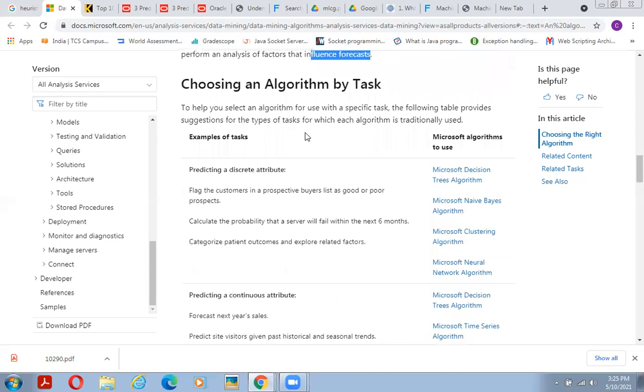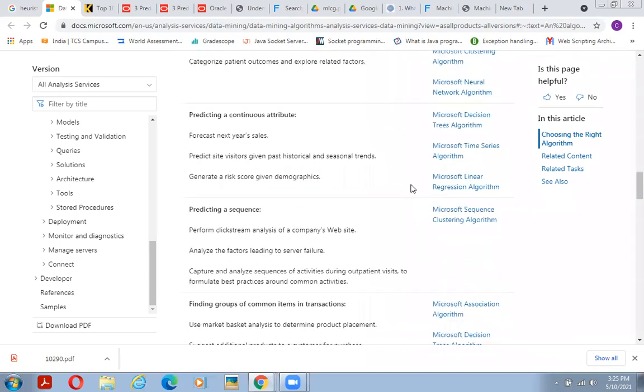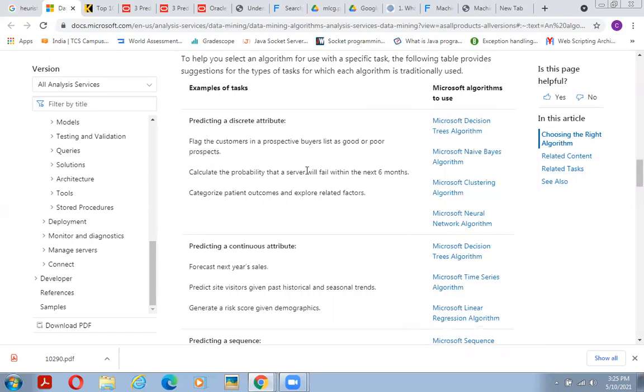Okay, let's move ahead. We have this table. In this table, we are focusing on how we will predict with those algorithms. Just understand, because we are on the Microsoft page, Microsoft is adding its names: Microsoft Decision Tree, Microsoft Naive Bayes, Microsoft Clustering Algorithm, Microsoft Neural Network, Microsoft Decision Tree. Okay, just forget Microsoft while learning.